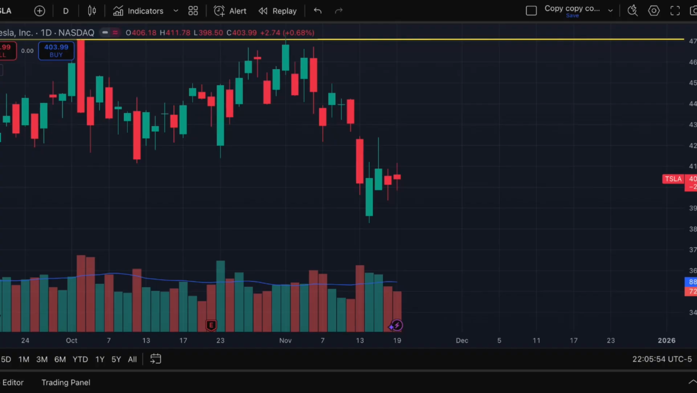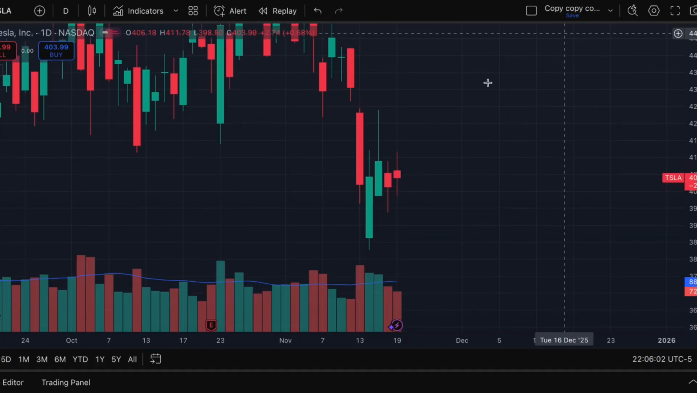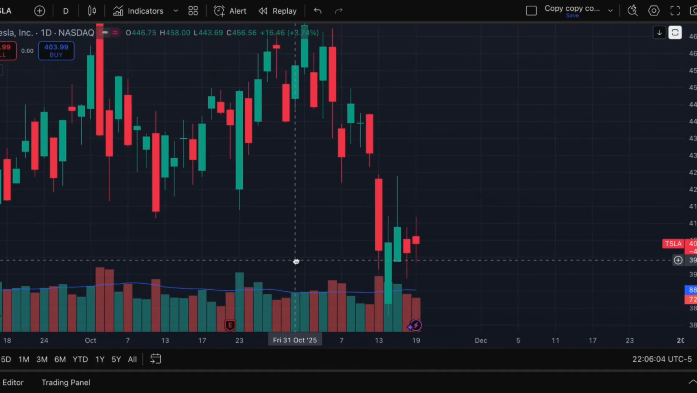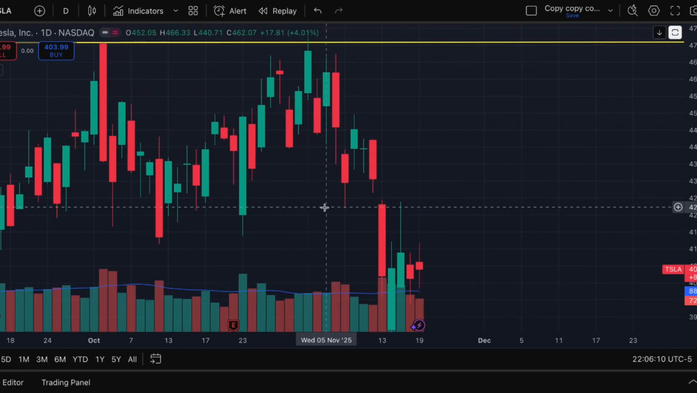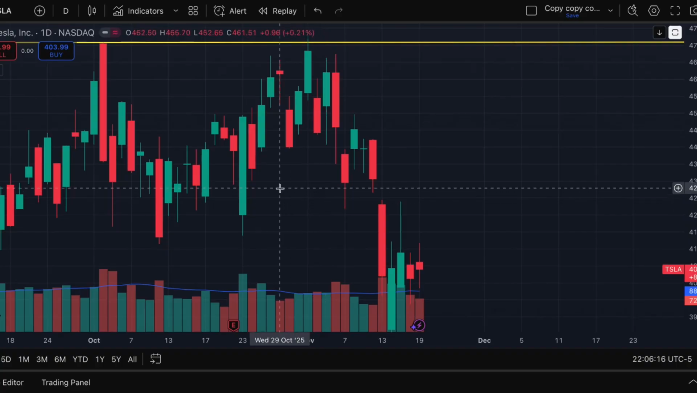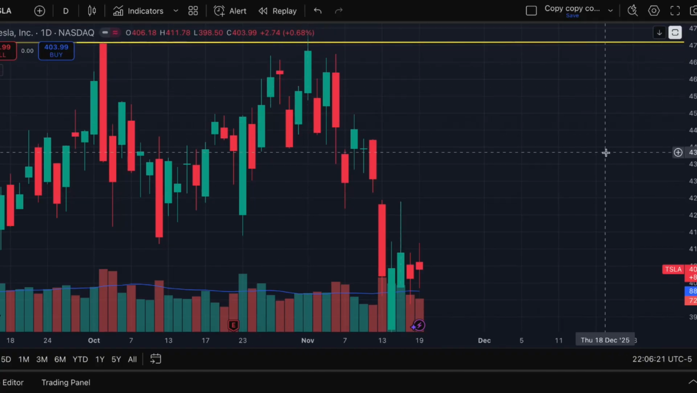Okay, so this is the Tesla chart. Again, I should say that this is TradingView. So if you don't have TradingView downloaded, it's free to use. You can pay for it, but just for the sake of doing the basics right now, that's when you start using other indicators and stuff like that. As of right now, you could just download it and use it for free.